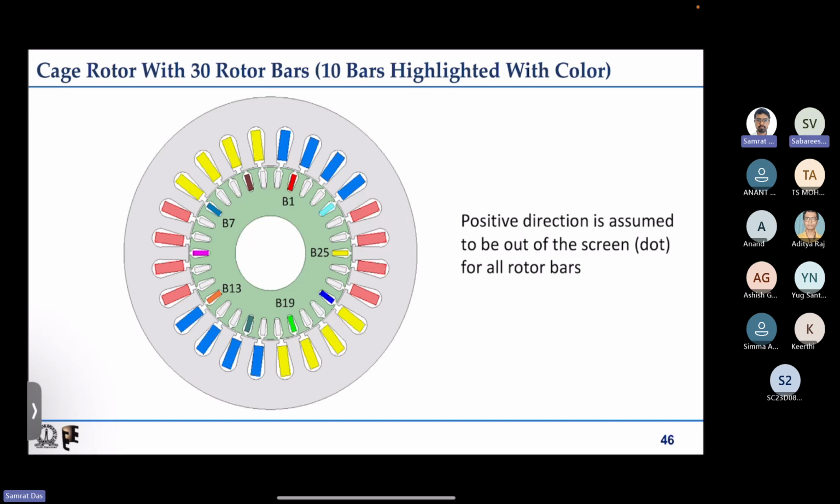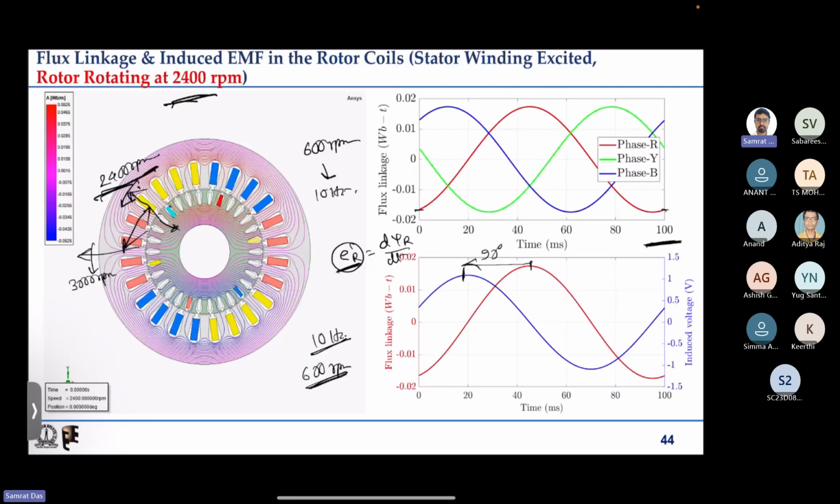Can you go back to slide number 44? Yes. Here itself you have mentioned the principle of induction motor, right? Then why again are you going for the same?